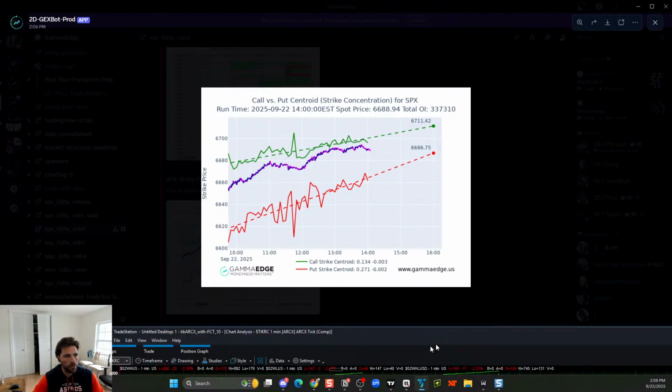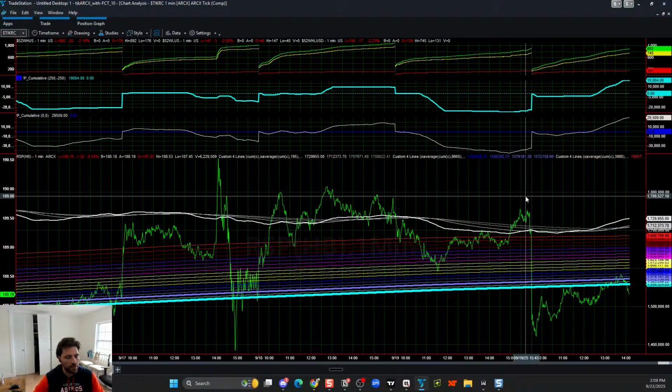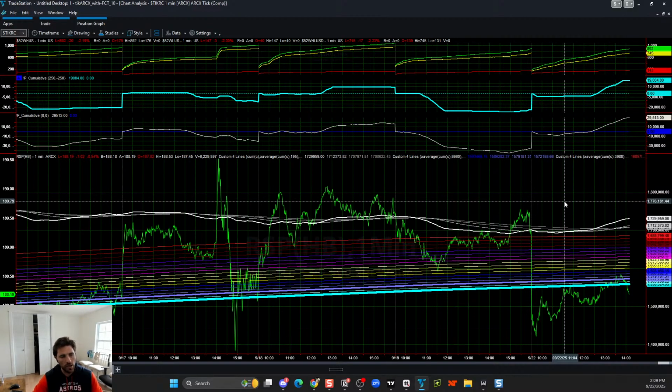Looking at our market trend model, again, this is built off the back of the tick index, so it's a measurement of buying and selling happening under the hood of the market.